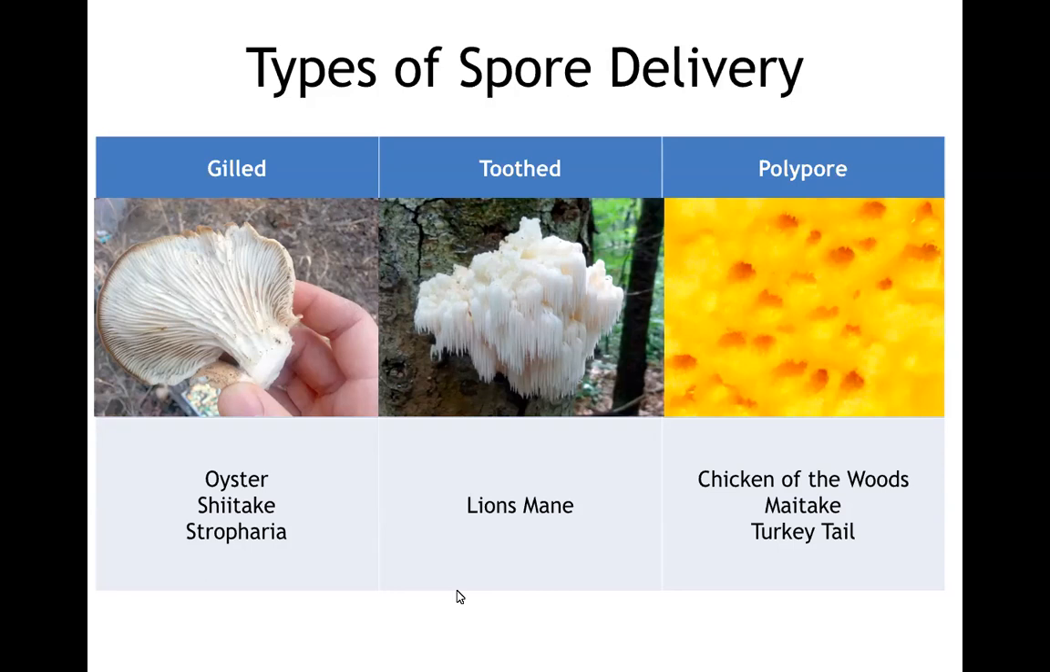Toothed mushrooms are less common, but there are a few species, and one of the ones that we'll talk about in the course is lion's mane. It's a wonderful mushroom and very easy to grow, very easy to identify. Toothed mushrooms are some of the easiest to identify because there are just not that many of them. And then we have the polypores, which, instead of gills or teeth, have these kind of holes showing through the mushroom, and that's where the spores are coming out of. Some of our favorite edibles that we find in the woods, chicken of the woods, maitake, turkey tail, would all be polypore type mushrooms.